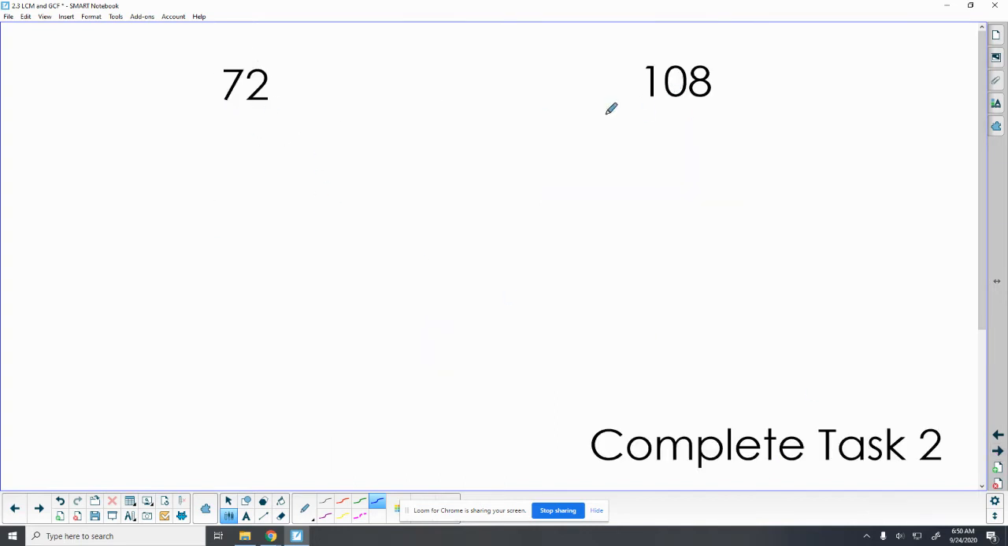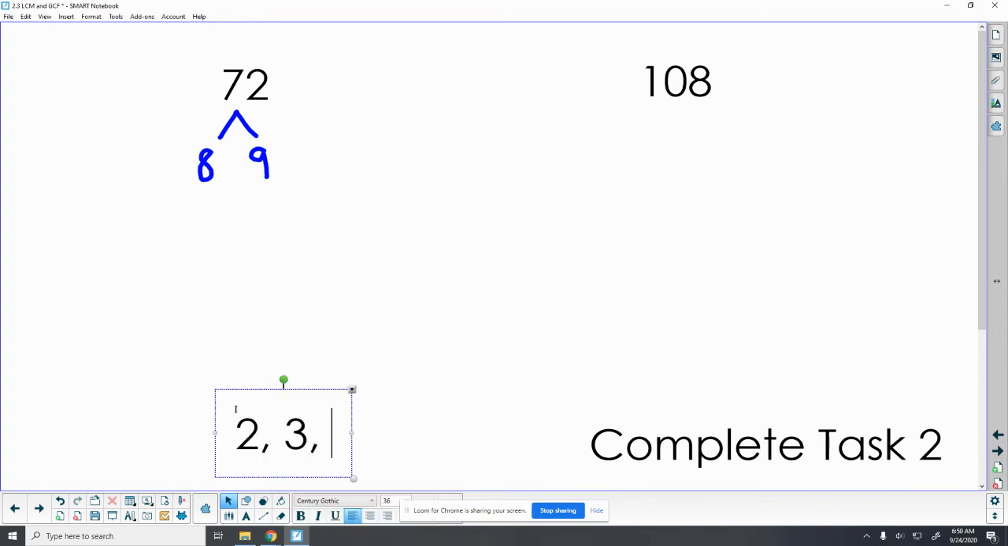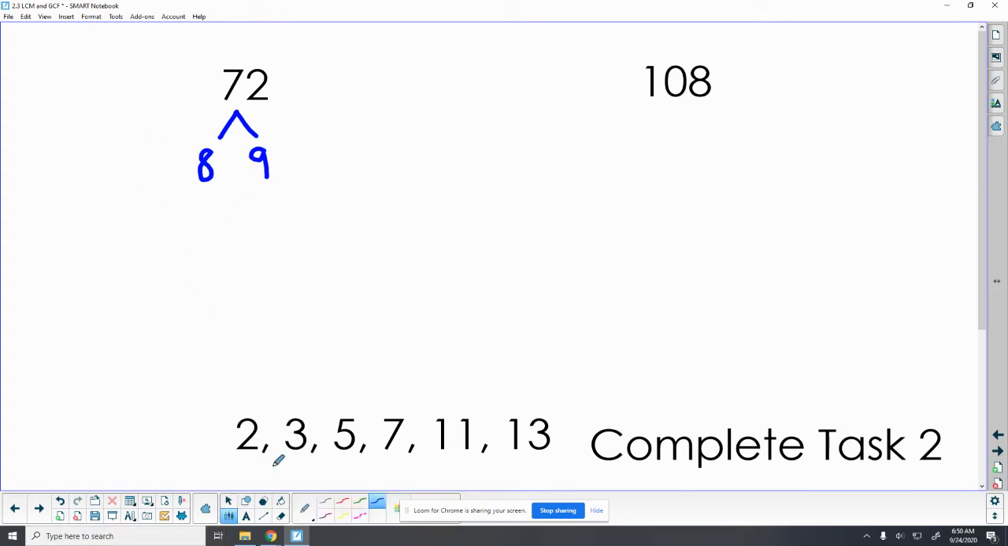Okay, 72 and 108. So 72, let's make sure you're writing these down with me to practice. So I know 8 times 9 is 72. So down here, I'm just going to list those prime numbers, 2, 3, 5, 7, 11, 13. So those are the main numbers that I'm looking for. There are many other prime numbers that can keep on going, but we're trying to pretty much get it down to these smallest prime numbers.